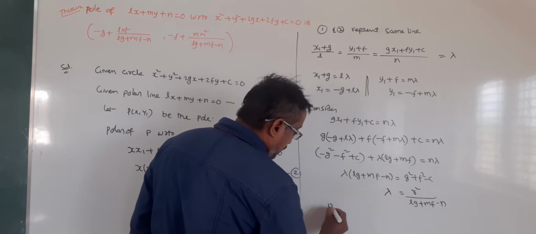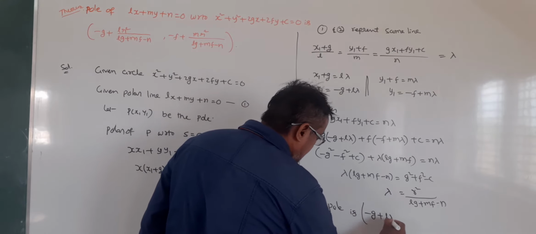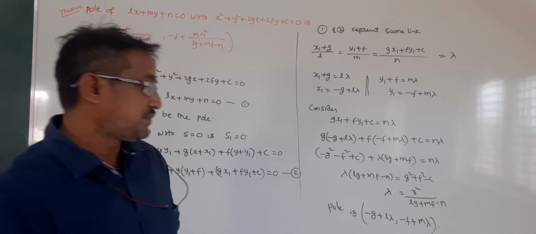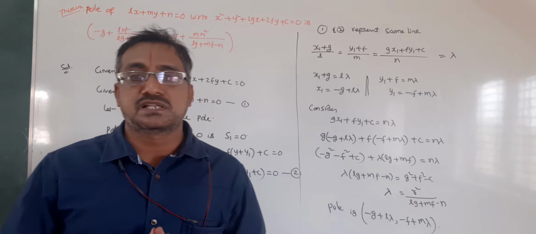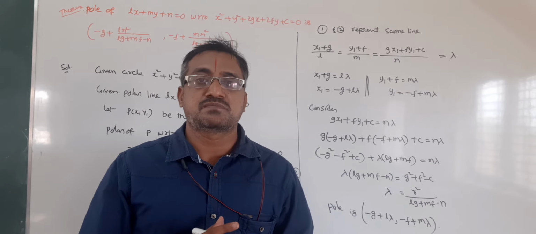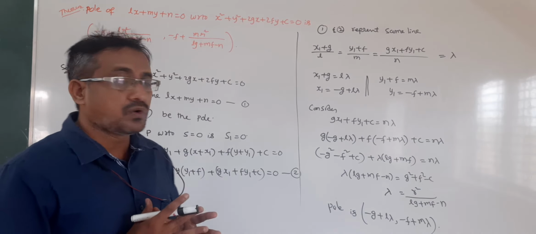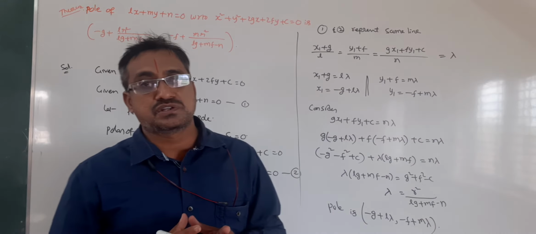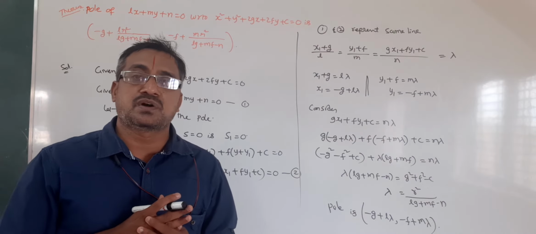Now therefore the pole is minus g plus l lambda, minus f plus m lambda. That is minus g plus lr square by lg plus mf minus n, minus f plus mr square by lg plus mf minus n. That is the pole of the line lx plus my plus n equal to 0 with respect to the circle S is equal to 0. Very, very important concept.